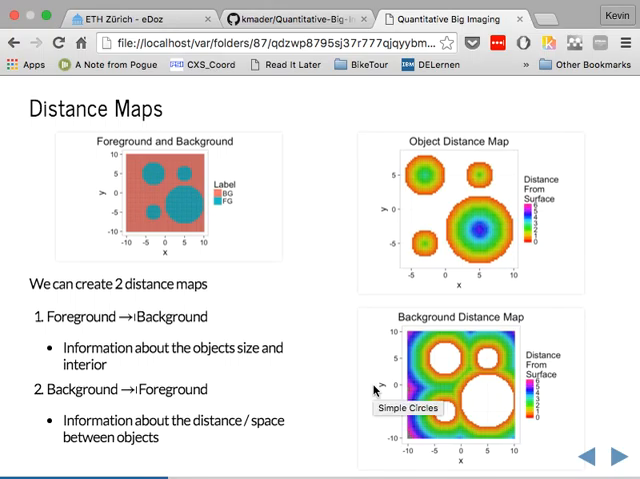This will tell us how big the objects are. So when we look at the maximum value inside each object, it tells us the radius a little bit. And when we look at this background distance map, we can see how far apart the objects are.